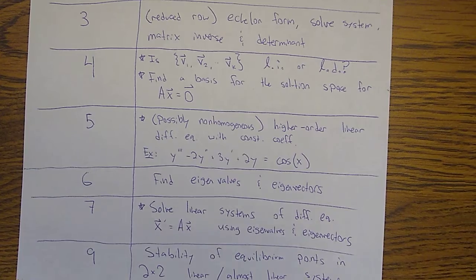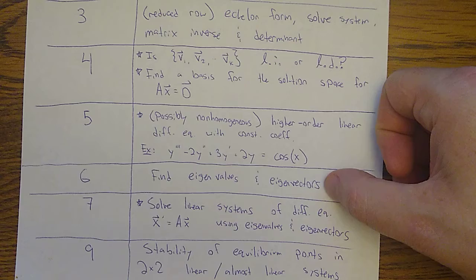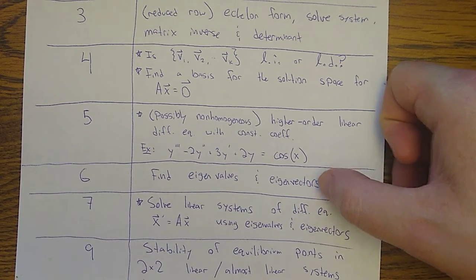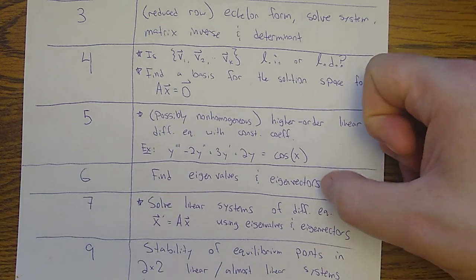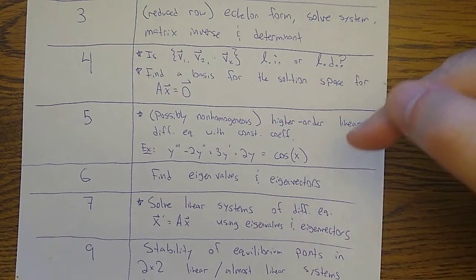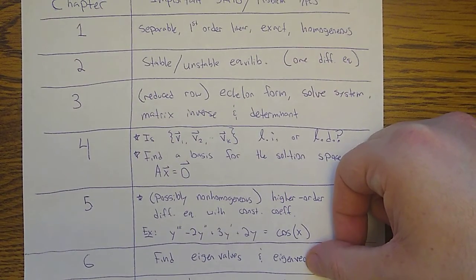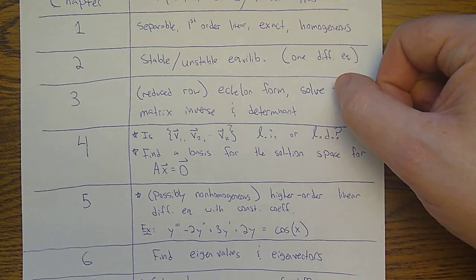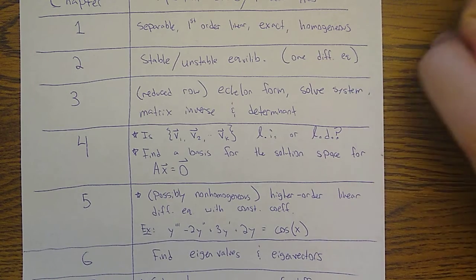Chapter 6, we only really covered section 6.1 just as an introduction to what eigenvalues and eigenvectors are. So from chapter 6, you should just be able to find eigenvalues and eigenvectors. And by the way, finding eigenvectors is an example of a question I could ask you where you would have to use the skills from chapter 3, because finding eigenvectors is really solving a system.